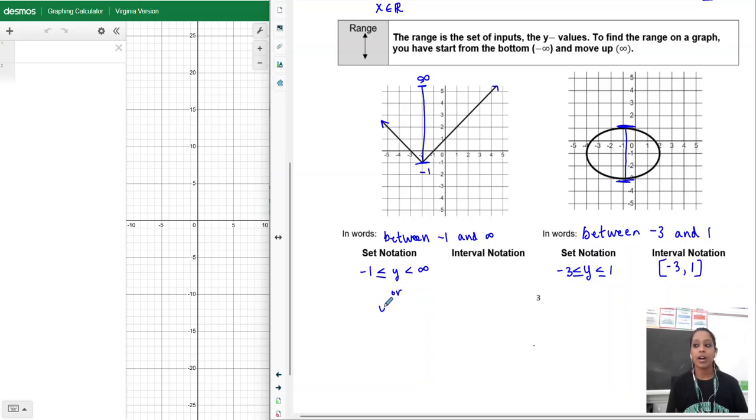We can say y is greater than or equal to -1. So that's what's going to work. In interval notation, you just give the two numbers. So between -1 and positive infinity, -1 is included and infinity is always open.